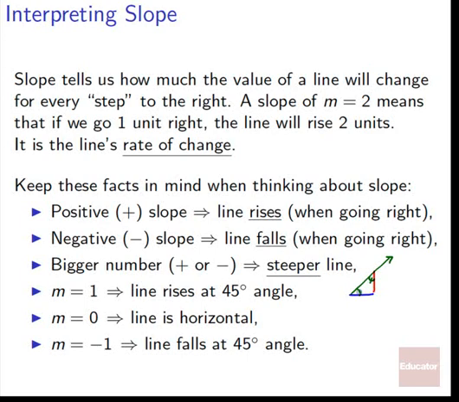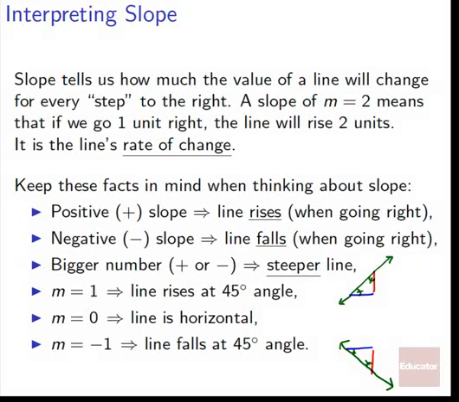45, these two have got to be the same here. If we've got m equals negative 1, then for every step we take over, we take a step down. So we've got the same idea, but instead we're going down now. So these two angles have to be the same. We've got a nice 45 degree angle in that triangle as well, what makes up the line. So we're either rising at 45 degrees if we have a positive one, or we're falling at 45 degrees if we have a negative one.